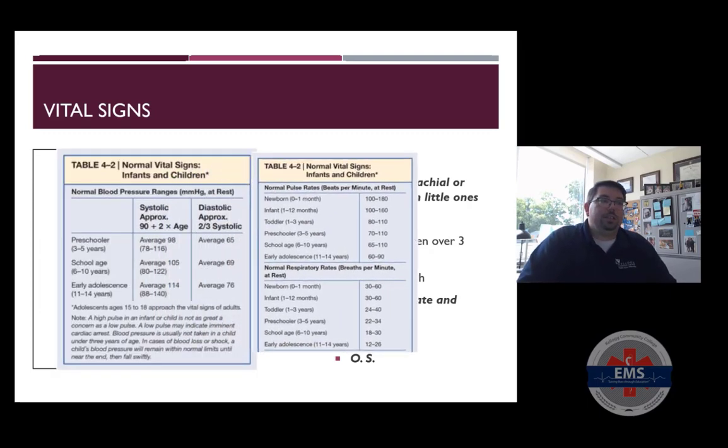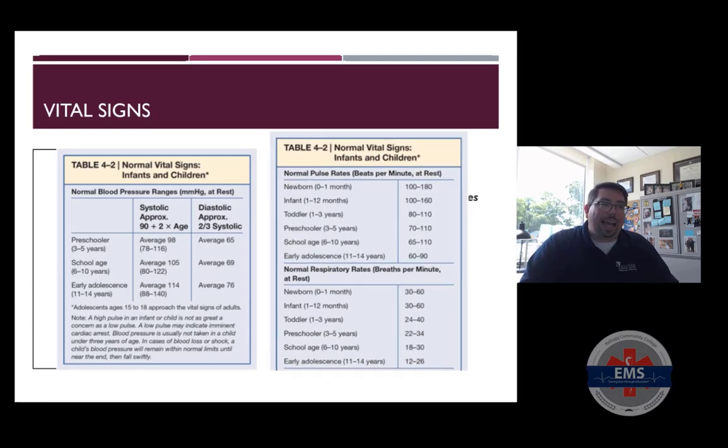If you look at some of the vital signs that you can see when you're calculating a blood pressure, to get their systolic blood pressure, we're going to go ahead and take 90 plus 2 times their age. Again, remember that you're going to have to do the please excuse my dear Aunt Sally method for solving a mathematical equation. And then the diastolic pressure is going to be 2/3 of what the systolic is. So again, gives you an idea for a preschooler, somewhere between a systolic of 78 to 116 and a diastolic over about 65.